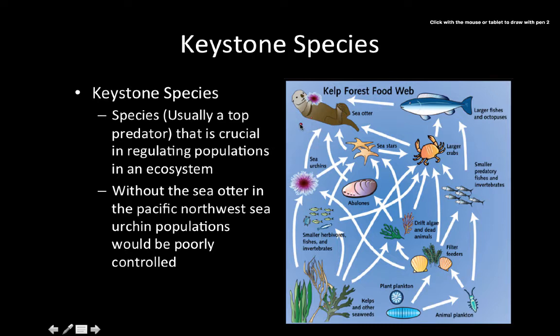So what would happen if the sea otter went extinct? Well, then we would see, all right, well, these populations of sea urchins would skyrocket because the only other thing eating them is the sea star. And then this would go down because the kelps are being consumed by those sea urchins.